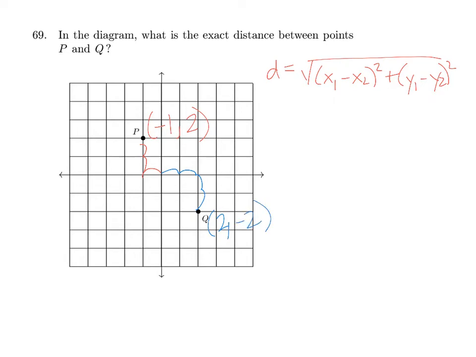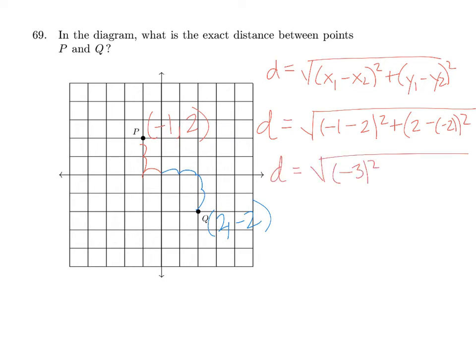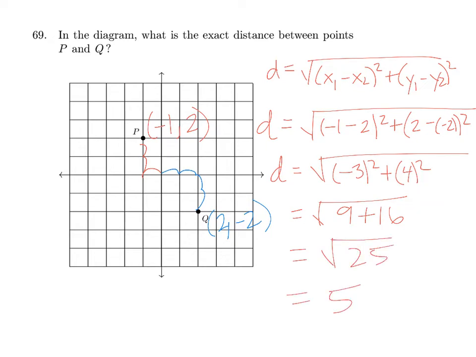Alright, there we go. So I have d is equal to x sub 1, which is negative 1, minus x sub 2, which is 2. Then I have y sub 1, which is 2, minus y sub 2, which is negative 2. So I have negative 3 squared, plus 2 minus negative 2, that's 2 plus 2, that's 4. So I have 9 plus 16, so the square root of 25, which is 5. That's the distance between the 2 points, 5 units.